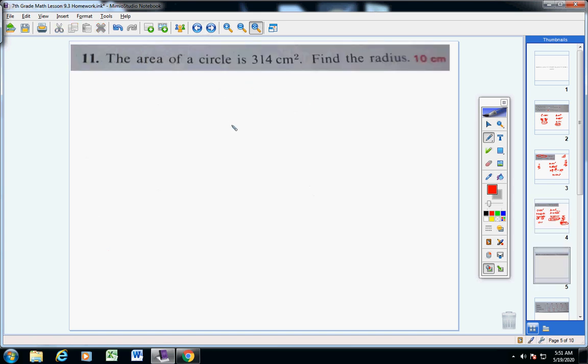All right. Let's move on to number 11. Okay? They give us the area, and they want us to find the radius. No problem there, guys. We've done that. Pi r squared. So the area is 314. Pi is 3.14. Oh, by the way, in the directions in the book, they tell us to use 3.14 for pi. Okay? And then my radius is radius squared. No problem, guys. We can do this.